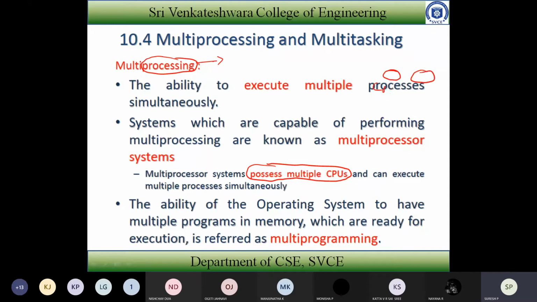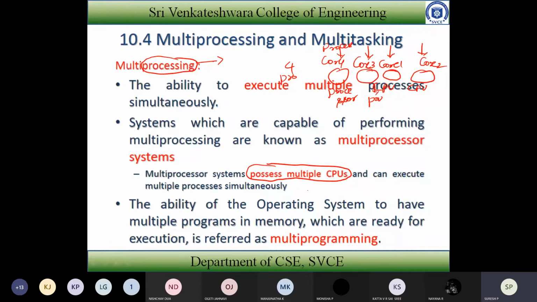If you take a dual core, there will be core 1 and core 2. If you have a quad core, it will have 4 cores: core 1, core 2, core 3, core 4. Each individual core will be executing an individual process. Your core is nothing but the processor. So inside a single CPU, you are going to have 4 cores, that means 4 processors, and the 4 processors will be running individual processes. That type of processing is called multiprocessing. These systems have multiple CPUs and can execute multiple processes simultaneously.